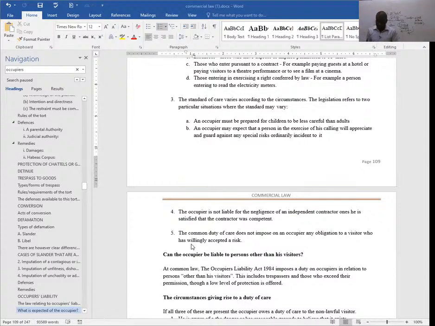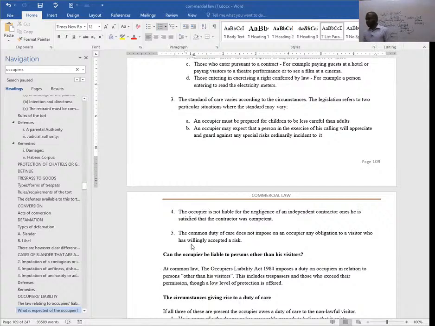So that's why they're saying that in case of services provided by an independent contractor, which come with that particular building or premises, the occupier might not be held responsible, but it will be that particular independent qualified contractor who will be held personally responsible.